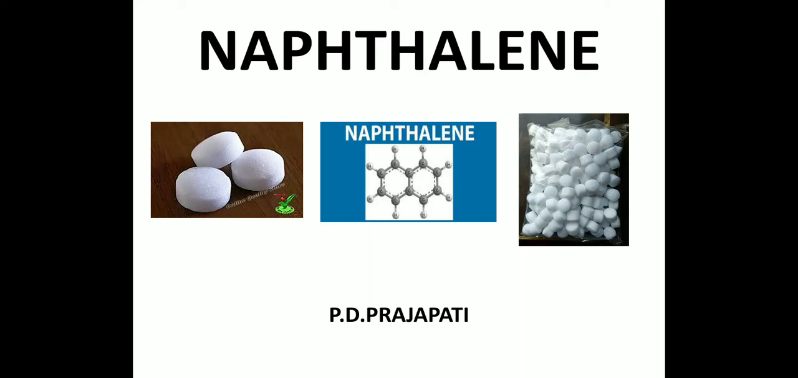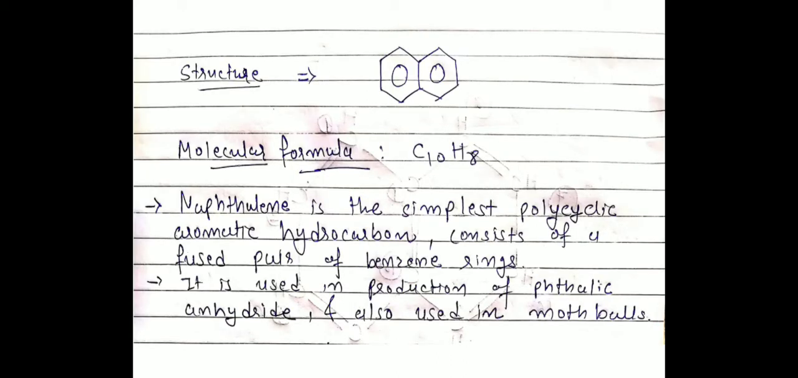Everyone, today we start our new topic, naphthalene, in the chapter of study of aromatic compounds. Let us start. The structure of naphthalene you can see in this slide. It contains two benzene rings and the molecular formula of naphthalene is C10H8. Naphthalene is the simplest polycyclic aromatic hydrocarbon, which consists of a fused pair of benzene rings. It is widely used in production of phthalic anhydride and used in mothballs.